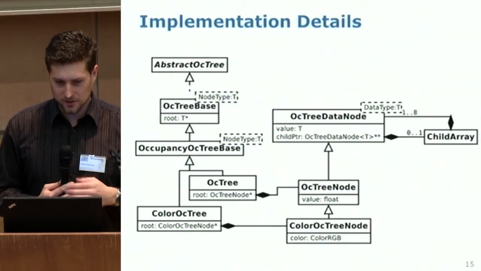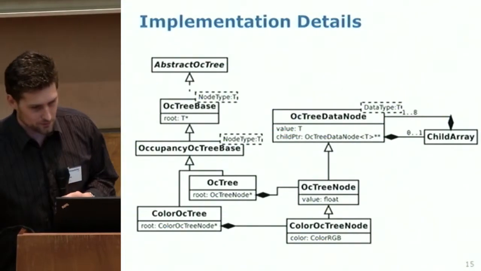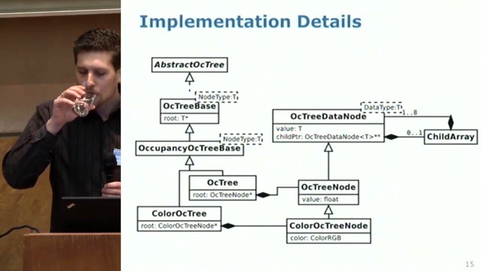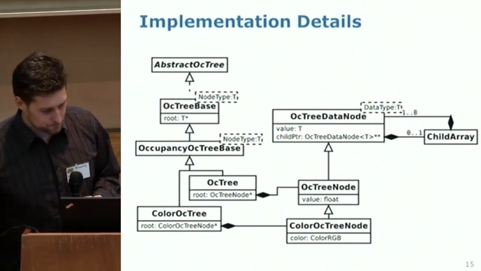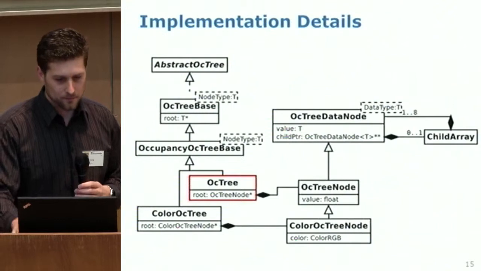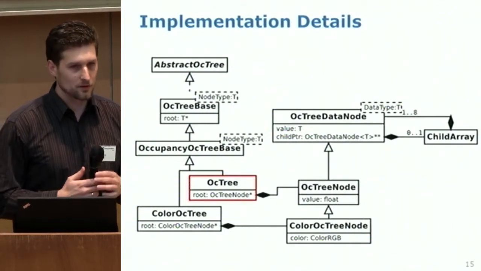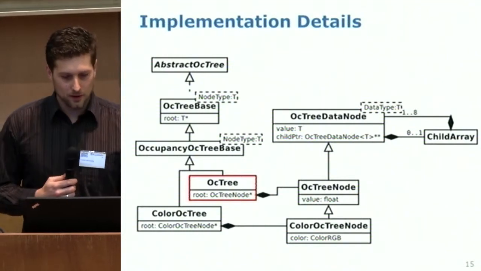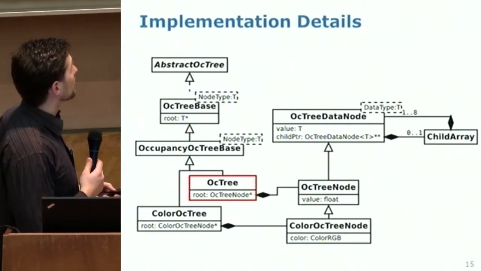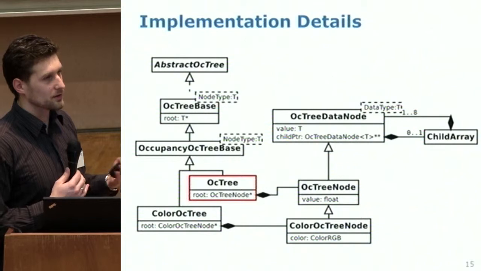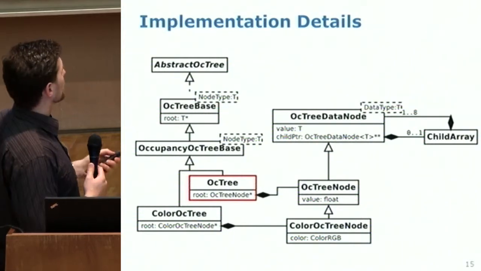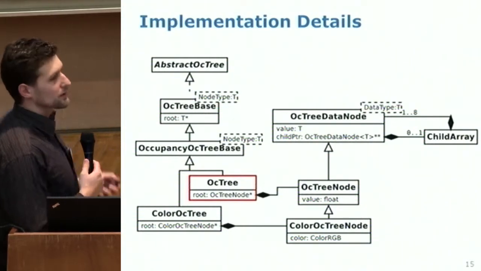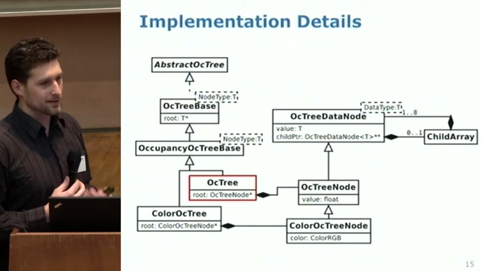Some more implementation details. I'll only go over this briefly. The core class is Octree. This is an occupancy Octree. It's storing the probabilities. You'll notice that all of this is templated, so you can easily extend it to your own implementation. And actually, we're also already providing this color Octree as an example of how you can do this extension.